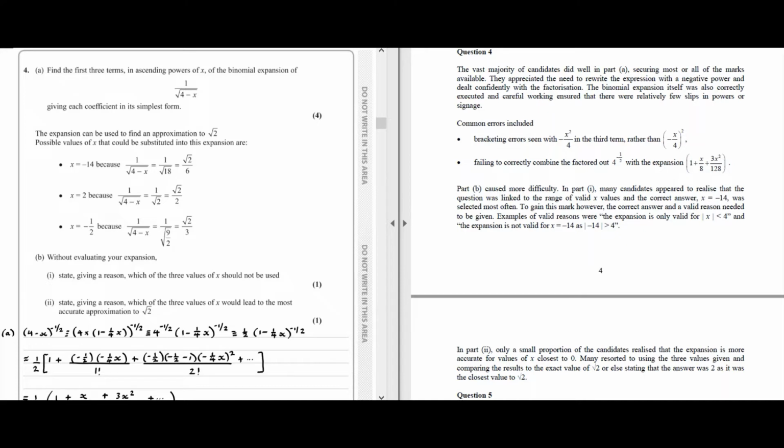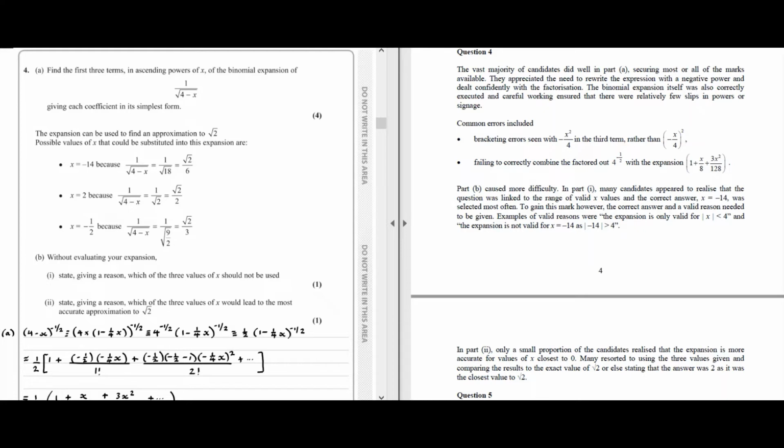In part B, this caused more difficulty. In the first part, many candidates appeared to realise that the question was linked to the range of valid x values, and the correct answer, x equals minus 14, was selected most often. To gain this mark, however, the correct answer and a valid reason needed to be given.